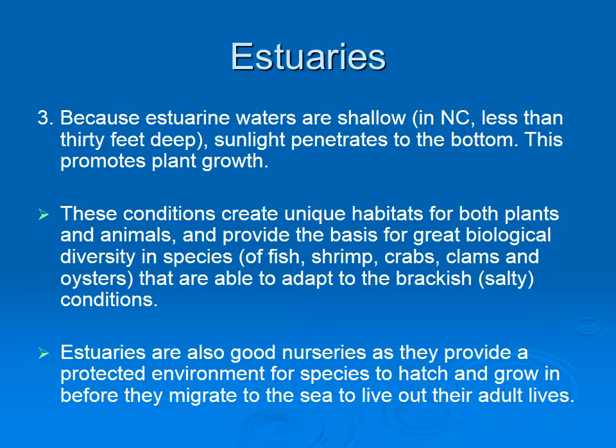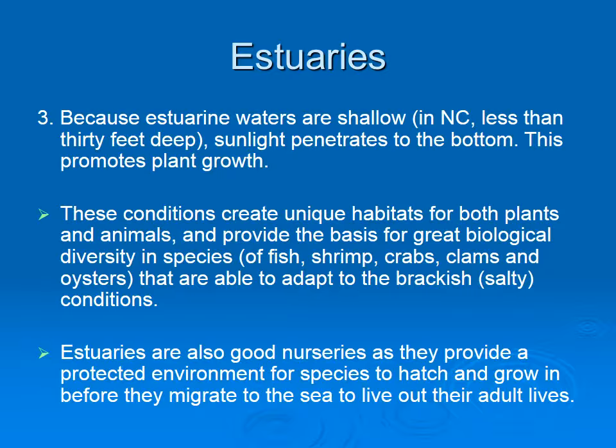Because estuarine waters are shallow, estuaries are very shallow. In North Carolina, they are less than 30 feet deep. And because of this, sunlight will go all the way to the bottom. This really helps plants grow all the way at the bottom of estuaries. So these conditions create unique habitats for both plants and animals and provide the basis for tons of biological diversity. So there's lots of different species of fish, shrimp, crabs, clams, oysters, and all of these different species are able to adapt to the brackish or salty conditions.